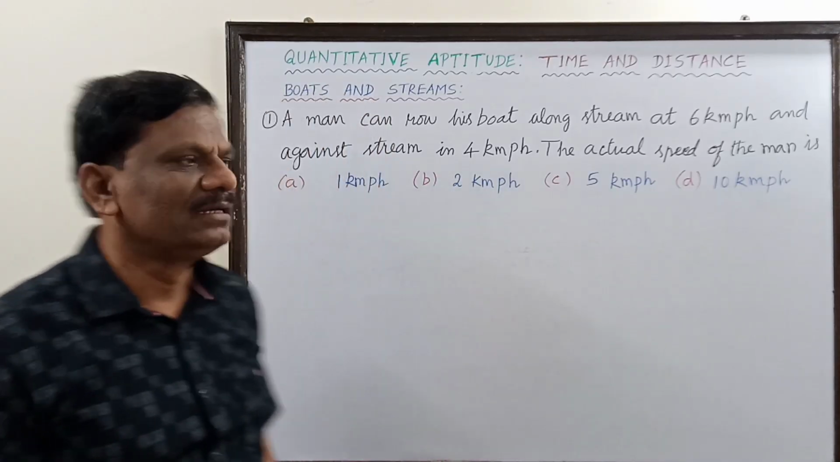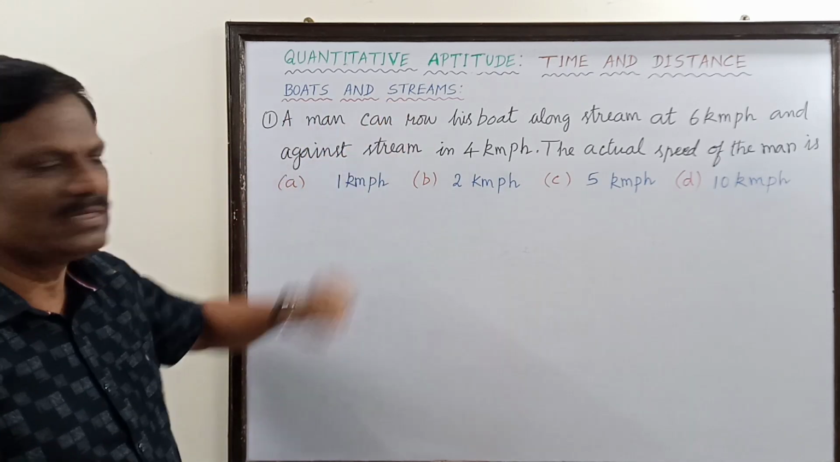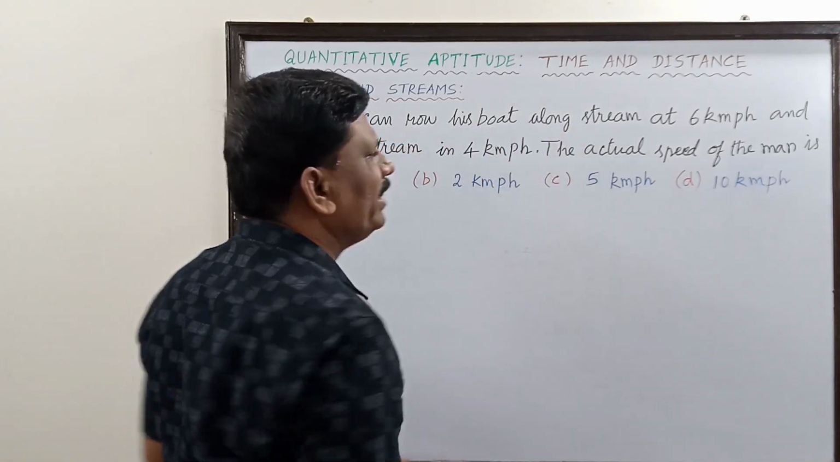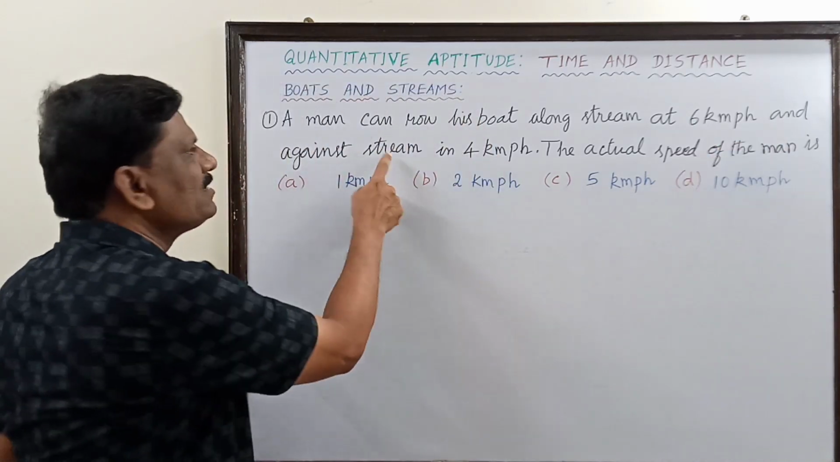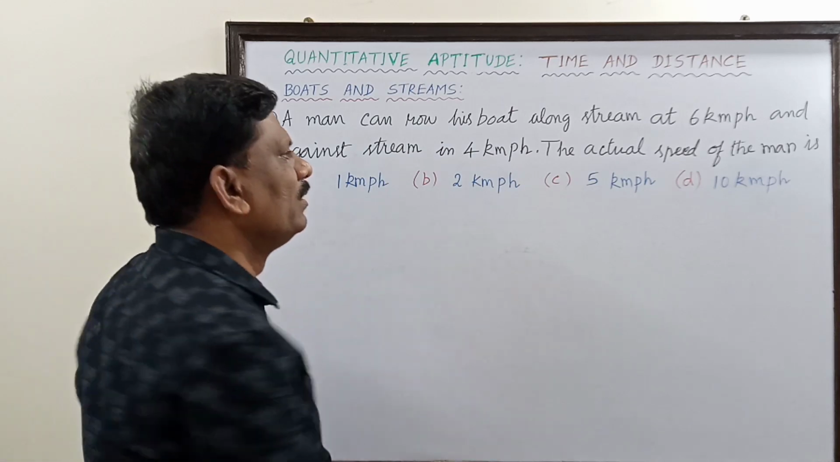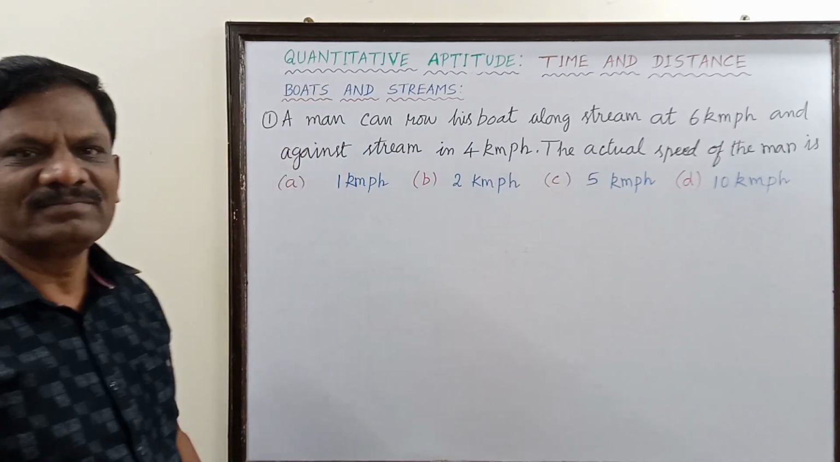Hi students, problem number 1 on the topic boats and streams. A man can row his boat along stream at 6 km per hour and against stream at 4 km per hour. The actual speed of the man has to be determined.